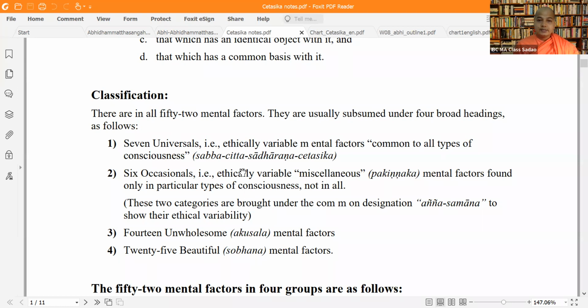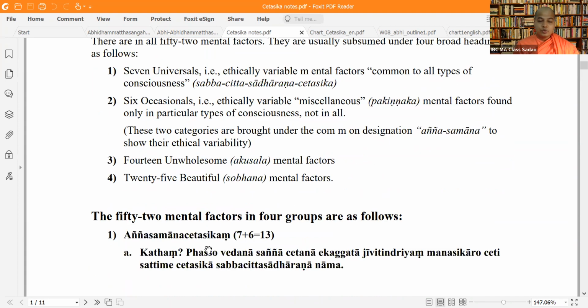So they themselves do not have the quality of being ethically good or bad, but when they arise together with other Chetasikas in a Kusala Chitta or Akusala Chitta, they take the form of Kusala and Akusala. So that is their function. Okay, we will come to them later on when we look at the detailed exposition.